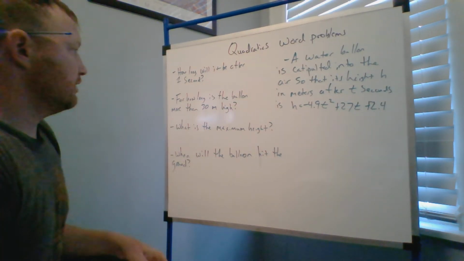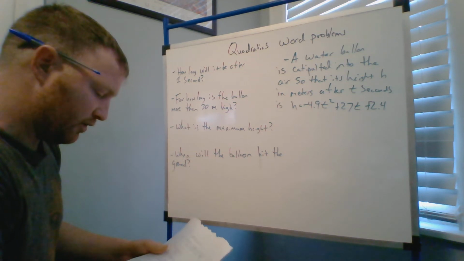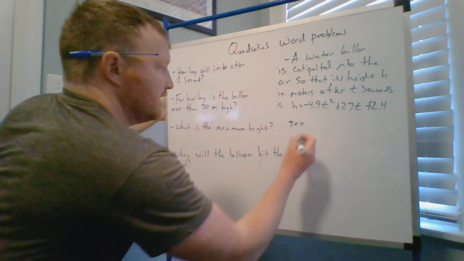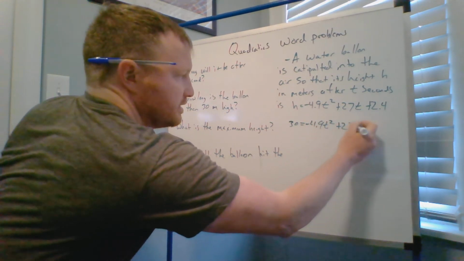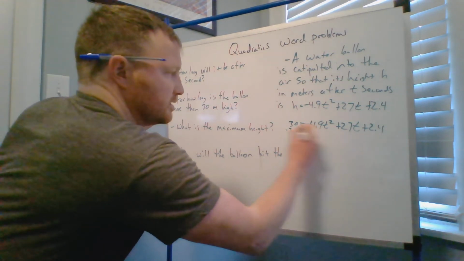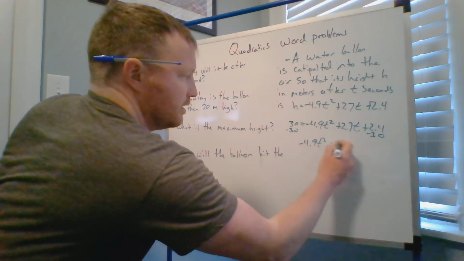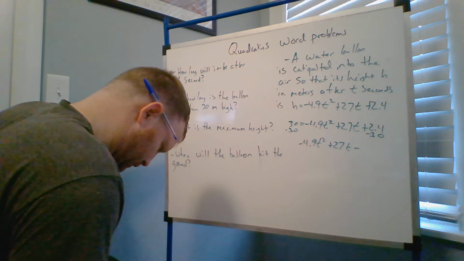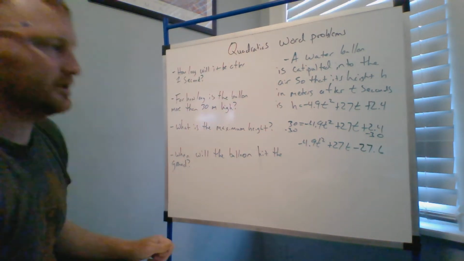Now it says, for how long is the balloon more than 30 meters high? Now this is a confusing question because you've got to think about this after I do all the work. First things first, I'm going to set h equal to 30, negative 4.9 t squared plus 27t plus 2.4, and make this equal to 0. So I subtract 30 from both sides, and I get negative 4.9 t squared plus 27t minus 27.6.